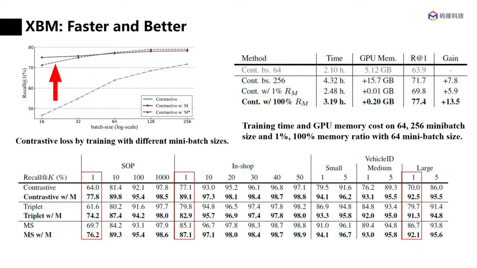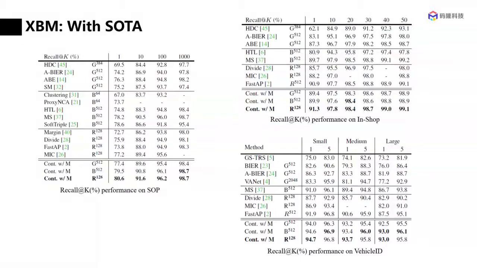More experimental results show that cross-batch memory can consistently improve the performance of various loss functions and different datasets by a large margin. We conduct extensive experiments on three image retrieval benchmarks. With cross-batch memory, a simple contrastive loss easily surpasses the state-of-the-art methods by a large margin.